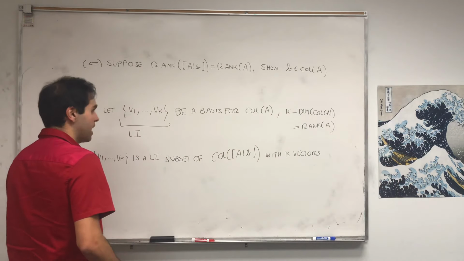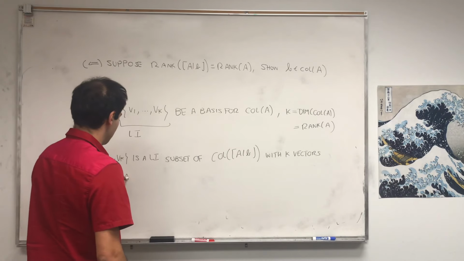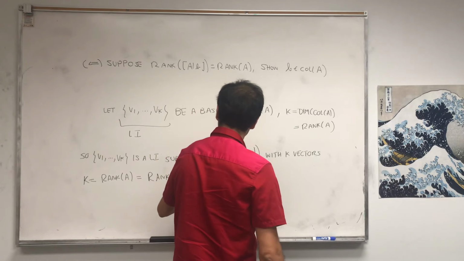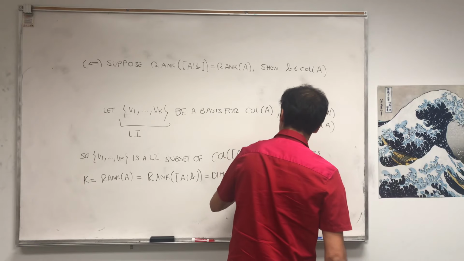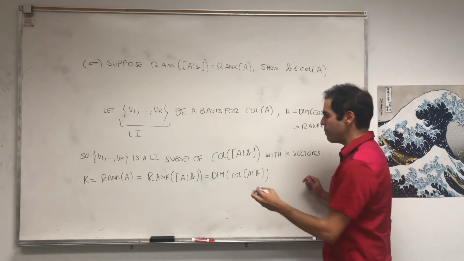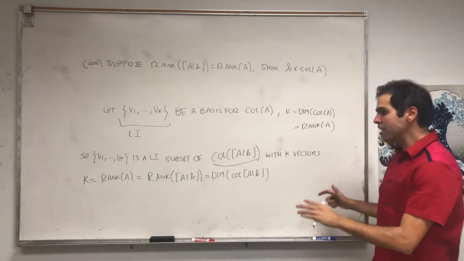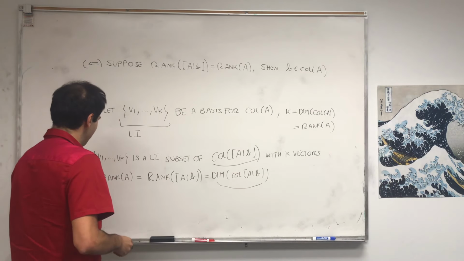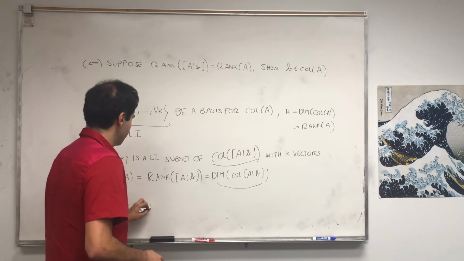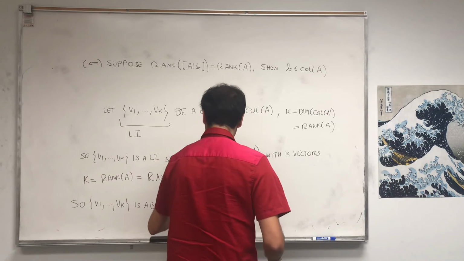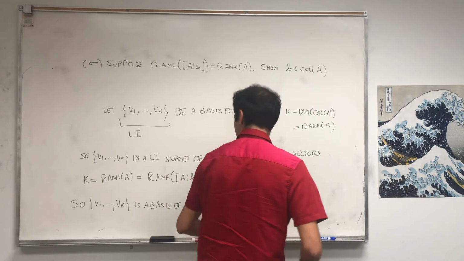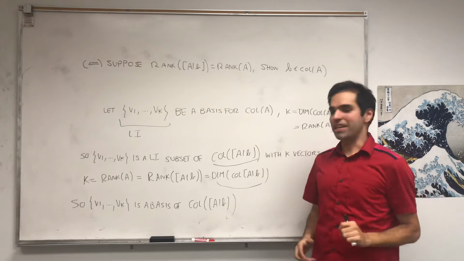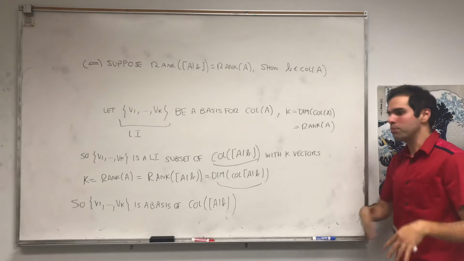But what is k? k is the rank of A, which is also the rank of [A, b], which is, if you want, the dimension of the column space of [A, b]. So what do we have? We have a linearly independent subset of this space with as many vectors as the dimension of the space. It follows that this is a basis. So v1 up to vk is a basis of this column space. And again, that's because, for example, if you have three linearly independent vectors in R3, it's a basis for R3. So a linearly independent set that's as big as possible is a basis.